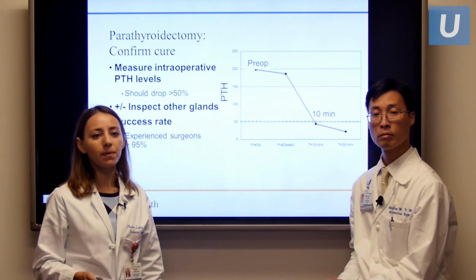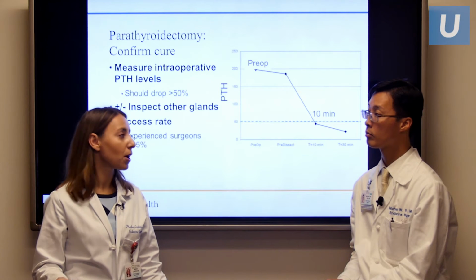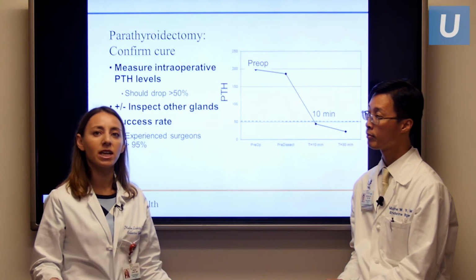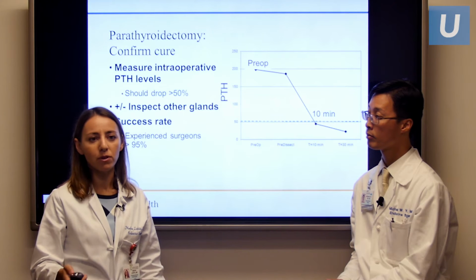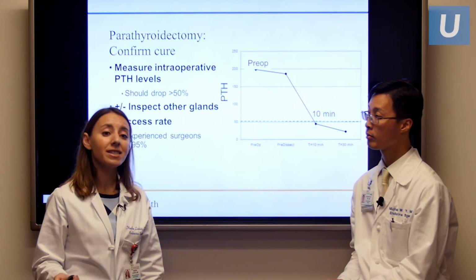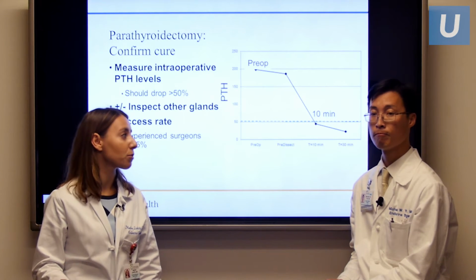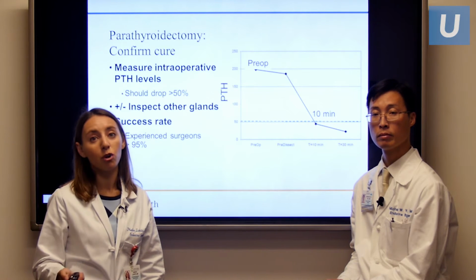So we can, in real time, confirm that we've cured you by ensuring that the parathyroid hormone level drops during surgery. Now, we also will inspect the other parathyroid glands, called a 4-gland parathyroid exploration. That's surgeon dependent. We do that. And in experienced hands, the success rate is greater than 95% for parathyroidectomy for a durable, permanent cure.